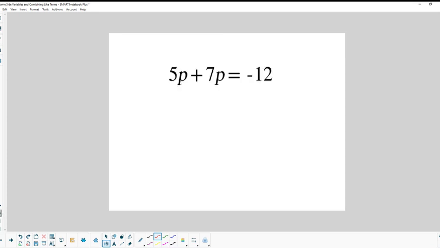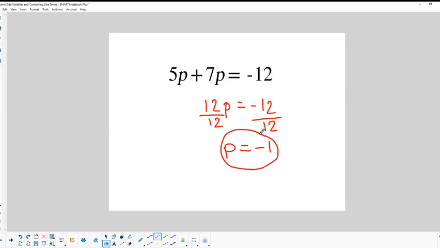Okay, well, same idea here. 5p plus 7p would be 12p. And that all equals negative 12. So then I would just divide by 12 to solve for the variable. And p would equal negative 12 divided by a positive 12, which is negative 1. So that would be my final answer.